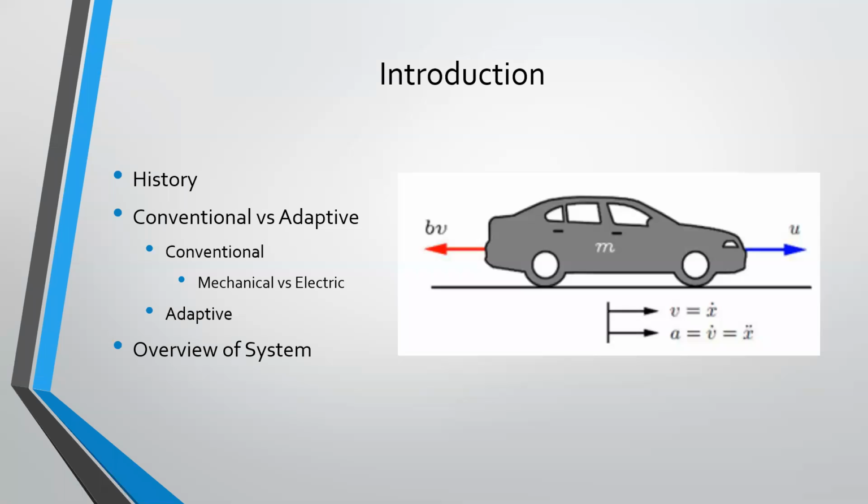For an introduction of the cruise control system, a brief description of the history will be discussed, as well as an overview of conventional cruise control systems, including the differences in components between earlier mechanical cruise control and modern electric cruise control systems. A brief introduction to adaptive cruise control will also be covered, along with an overview of the system.